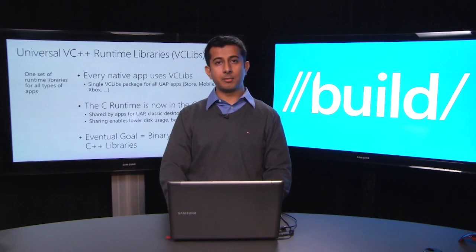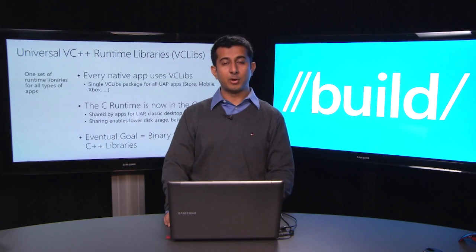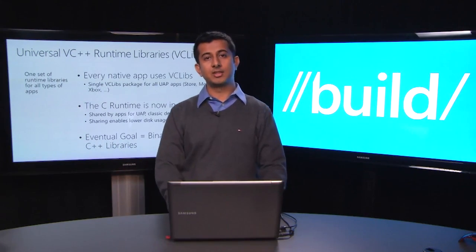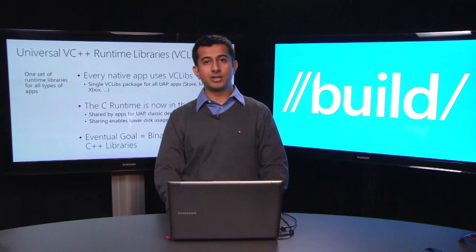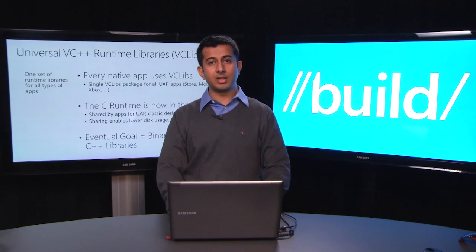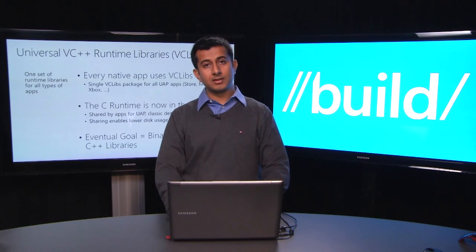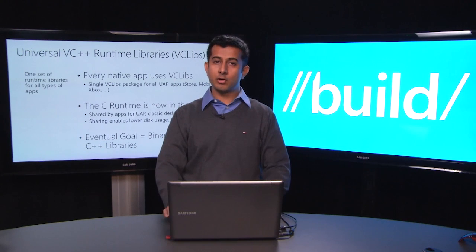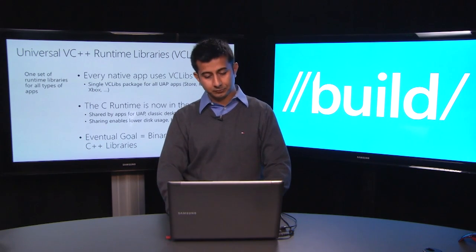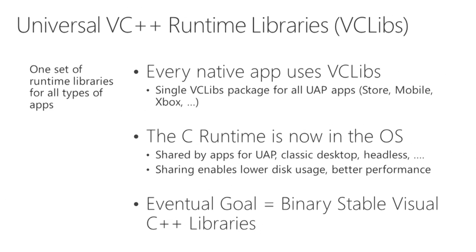In case of the C runtime library, it is used not only by universal apps, but also by classic desktop apps and some operating system components as well. Again, this introduces much simplicity of deployment. It provides disk space usage gains in the sense that there are fewer CRT DLLs floating around. And it also provides performance benefits because you have fewer runtime DLLs loaded inside your process at any time. This is, of course, a first step towards our eventual goal of arriving at a stage when we have a set of binary stable Visual C++ libraries which can be freely used by even future versions of the compiler toolset.